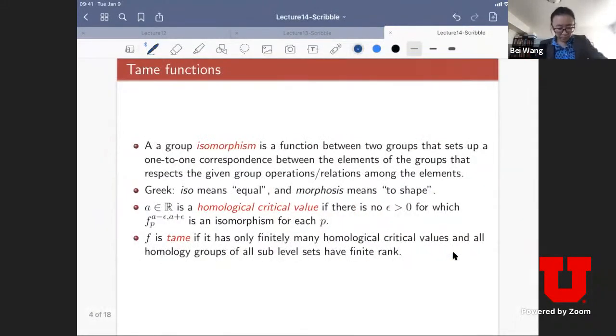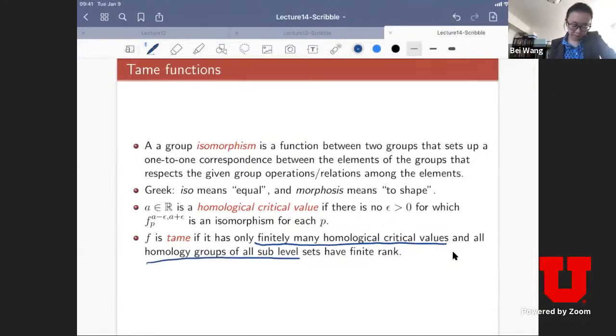And a tame function is one that has only finitely many homological critical values, and all homology groups of the sublevel sets have finite rank. What it's trying to say is that each time I add a simplex through this filtration, nothing complicated is going to happen. Let me define it more. Hopefully I still have a little bit of time. This is the first time you're going to see a sublevel set filtration.